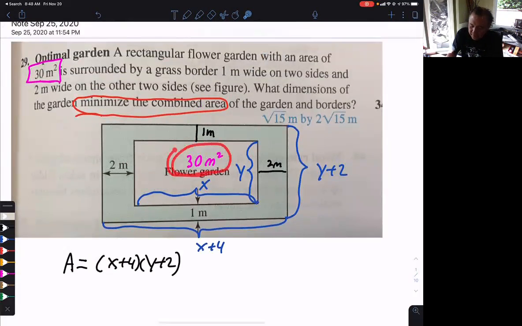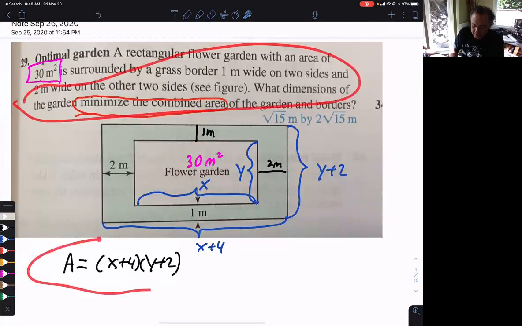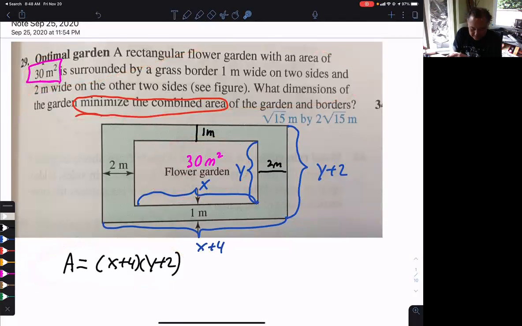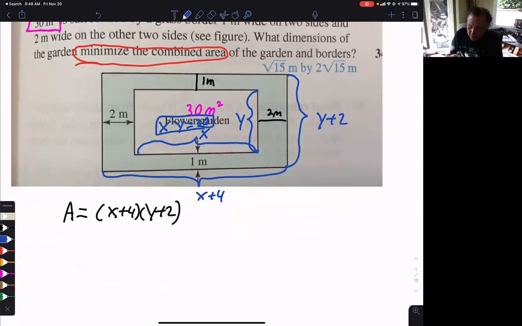You were told the area of the inside is 30 square meters, right? So you're going to use all the information. Everything else we've already used. All that's been used here. The only unused is the 30 square meters is the area of the inside. Well, what is the area of the inside? Base times height. So we're going to do base times height equals 30. That's the area of the inside. So now we have another equation, xy equals 30.